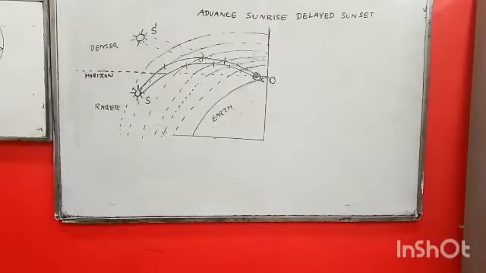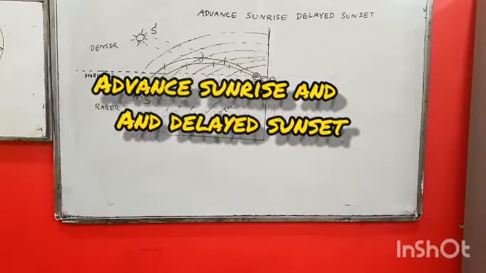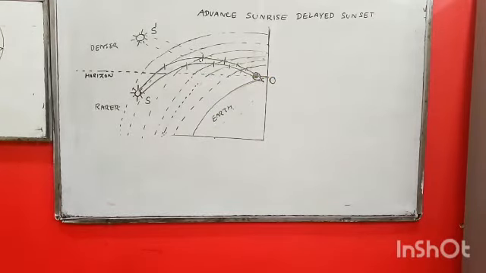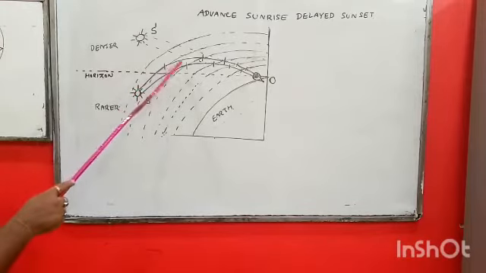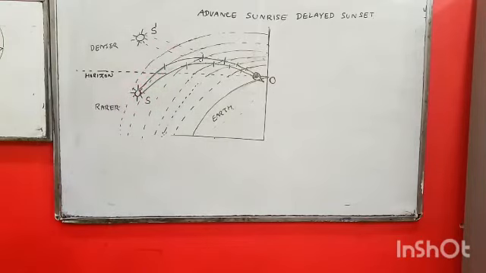Now our next topic is advanced sunrise and delayed sunset. Now listen, at sunrise and sunset, when the sun is below the horizon, the light rays starting from the sun are incident on the layers. See, these are the layers. Now they pass through successively denser layers and thus get bent more and more towards the normal until they fall upon the eye of the observer.